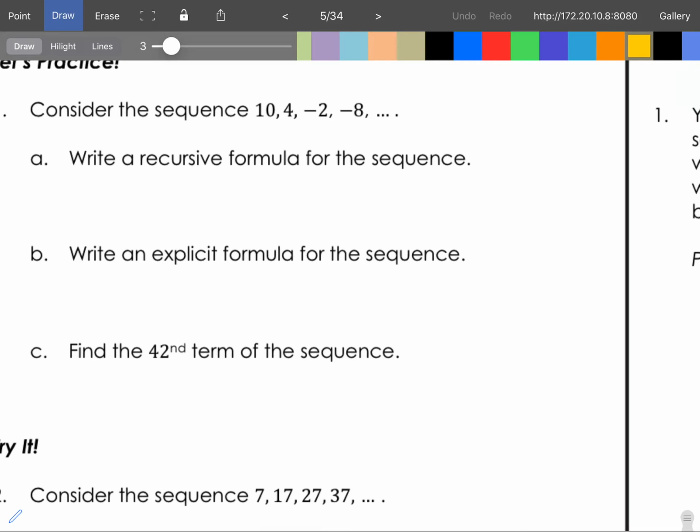Now remember, the recursive formula was the formula we used when we needed to know the previous term number in order to get to that. So I want you to box this in, and I want you to know that the recursive formula is going to have 2 parts. Write yourself a little note. There's going to be 2 parts.